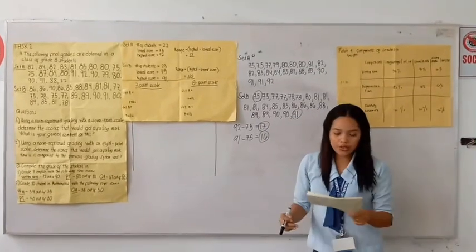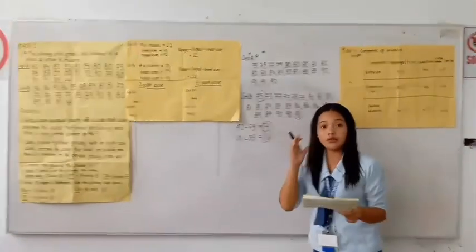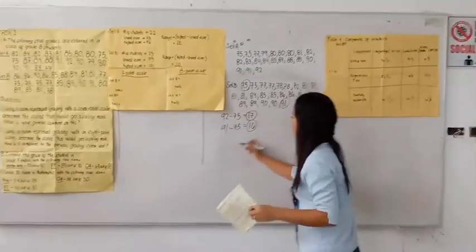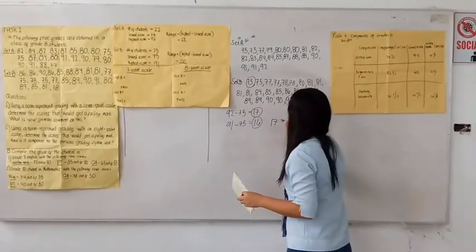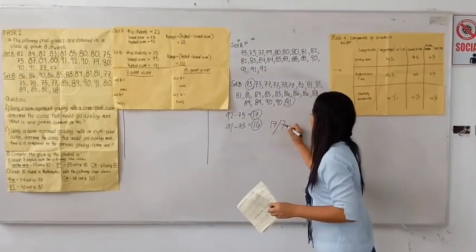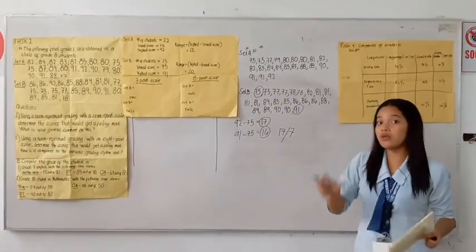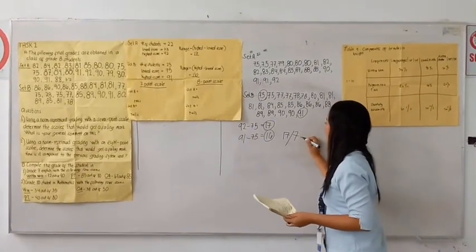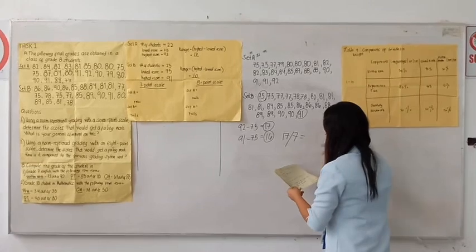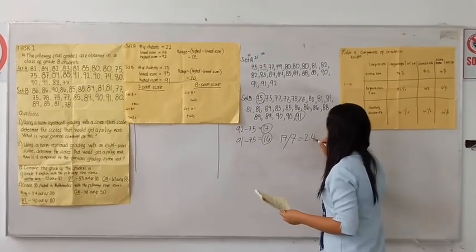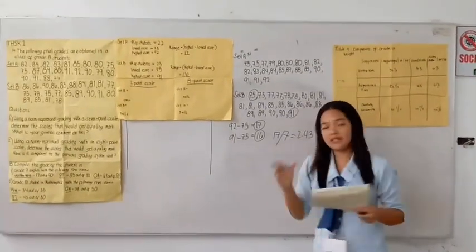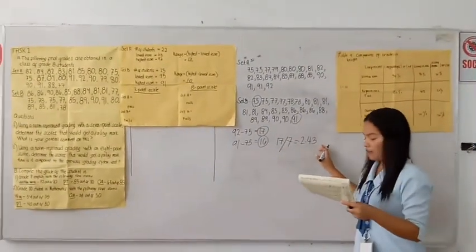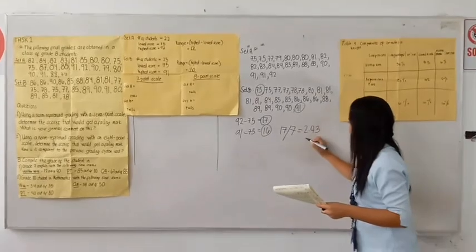Now let's use the 7-point scale. To get the interval, we have to divide 17 by 7. Why 7? Because we are using the 7-point scale. 17 divided by 7 is about 2.4, and we typically round it to the nearest number. So we have 2.4.